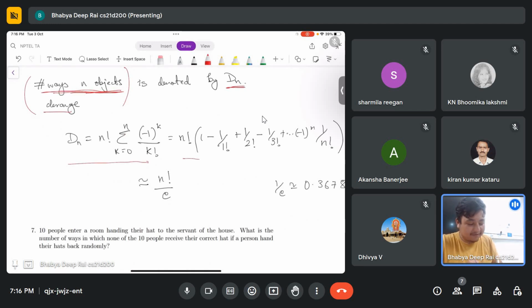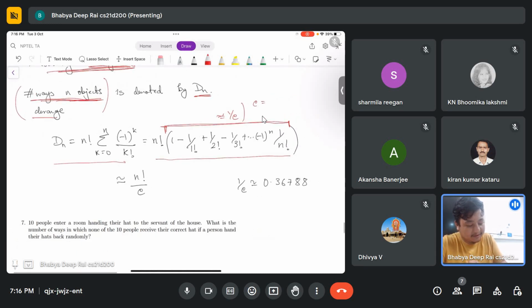If you take n factorial common, you get this, and it so happens that this series is something special. When you take it for a large enough n, this is almost equal to 1 by e, where e is Euler's number. e is a very famous number, like pi, which is 2.718, and so on. An irrational number.